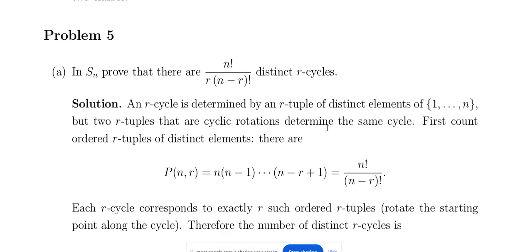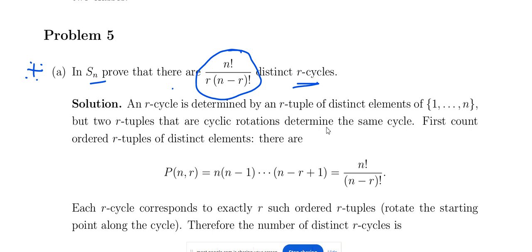This is an important result. In Sn, there are n factorial divided by r into n minus r factorial distinct r cycles. You can keep this formula in memory. When they ask about S3 or S4, you can use this to express the count.